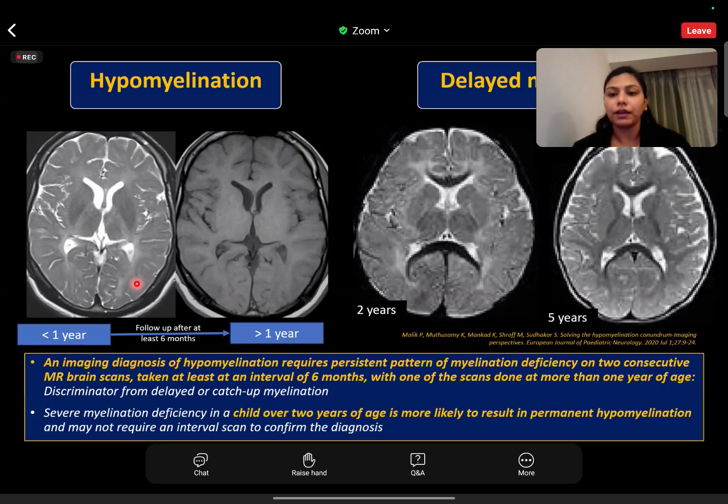And it is important that if the first scan is done at less than 1 year of age, there should be a follow-up scan after at least 6 months, and the second scan should be after 1 year of age to determine whether there is the same pattern of deficient myelination on the second scan as well. If there is the same pattern of deficient myelin deposition, then we term it as hypomyelinating leukodystrophy.